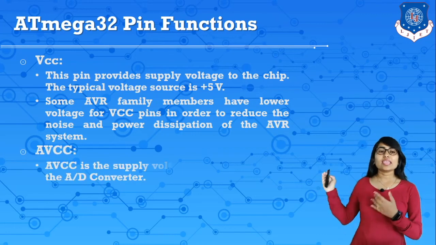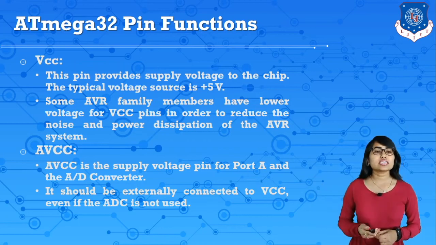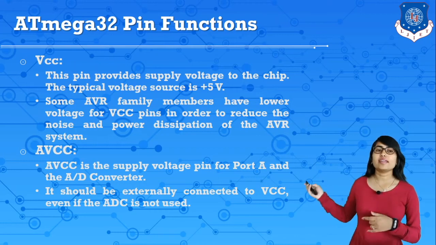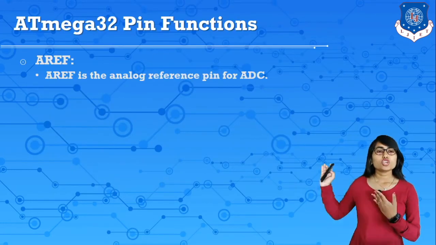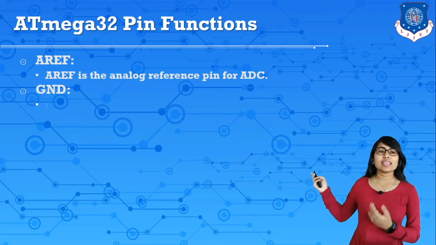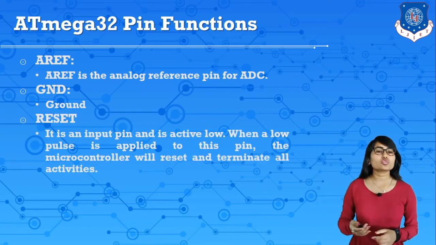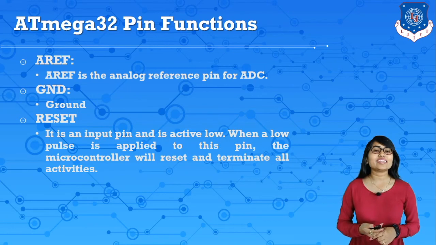Then AVCC is the supply voltage pin for port A and the A to D converter. Whenever the A to D converter is used, this AVCC voltage is used. Then next there is AREF. AREF is the analog reference pin for the ADC. Then next, GND is for ground. Then the reset pin, which is active low. When a low pulse is applied to this pin, the microcontroller will reset and terminate all activities.